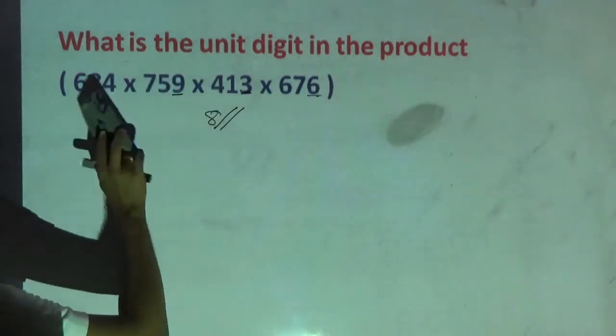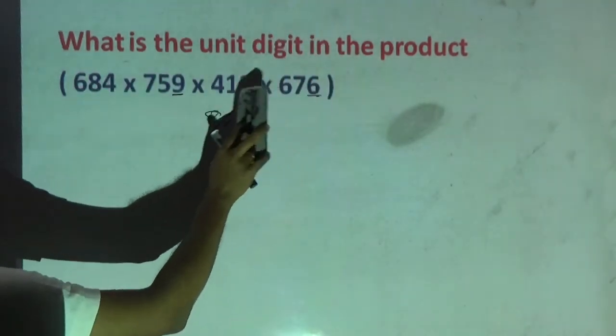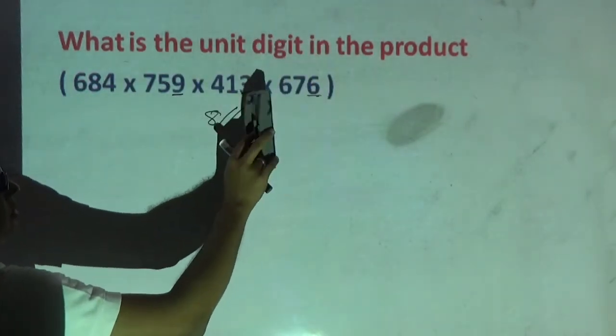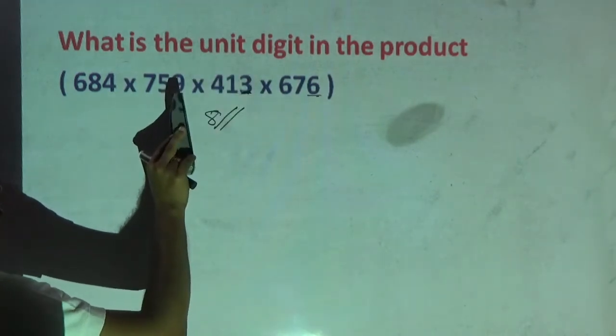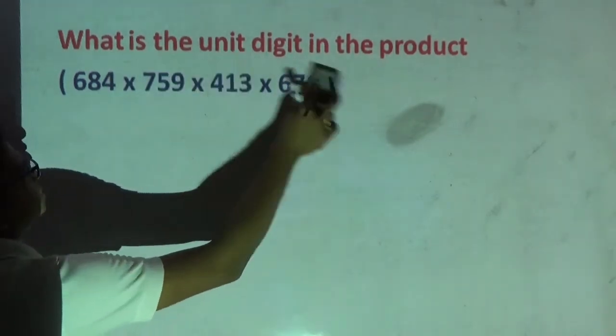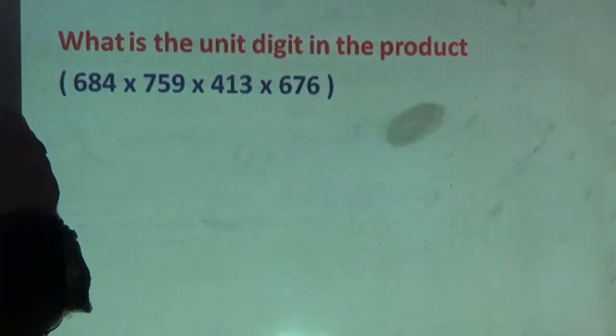So what should be the units place in the product? It depends upon the units place only. 6 3s are 18, units place 8. 8 9s are 72, units place is 2. 2 into 4 is 8. Answer is 8 for this question. Okay, I will go for the next example.